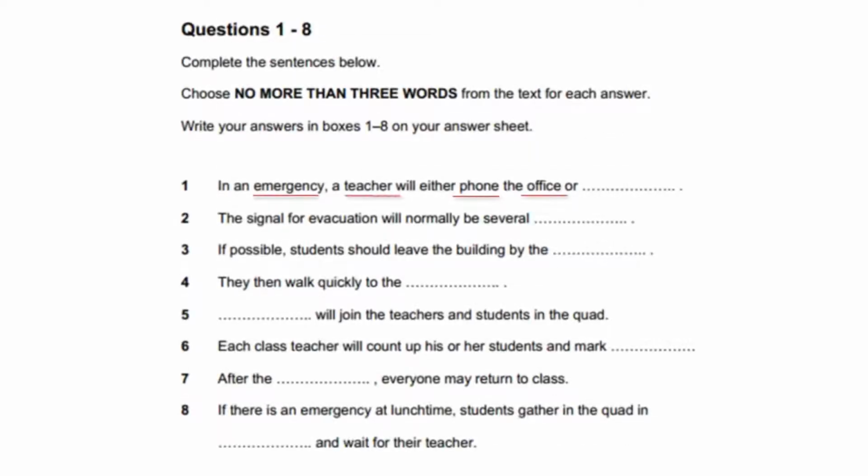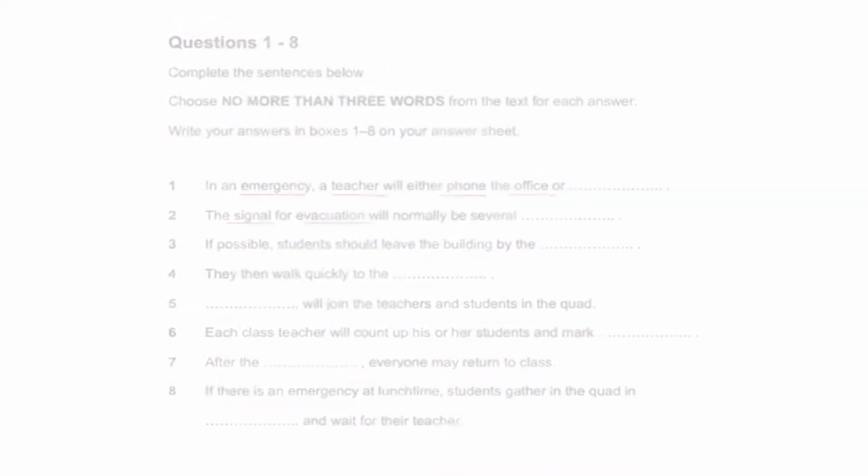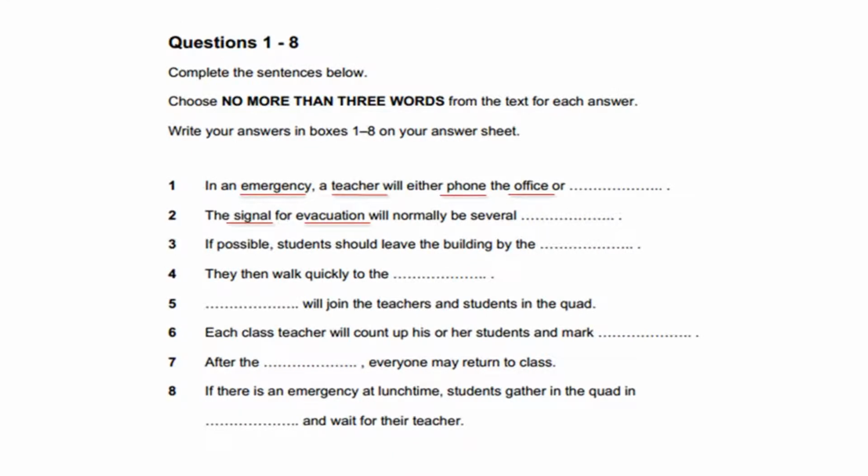For question 2, you need to complete the following sentence. The signal for evacuation will normally be several. Now that you have read the sentence, you need to underline any keywords. I would underline signal and evacuation. Remember, keywords are just to help focus your mind in searching the text to try find the answer.